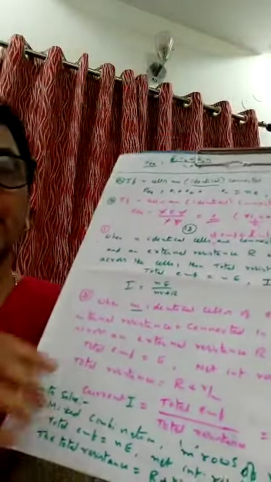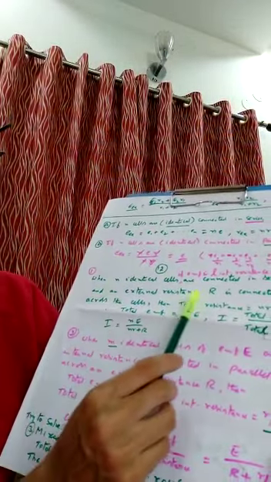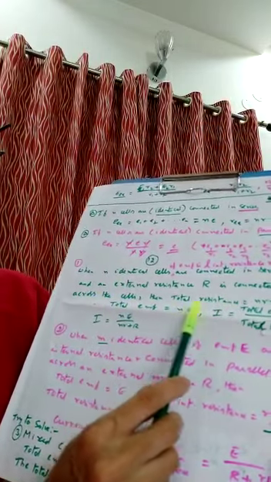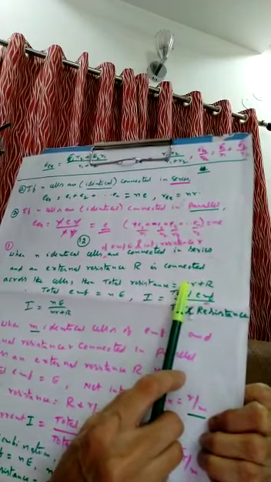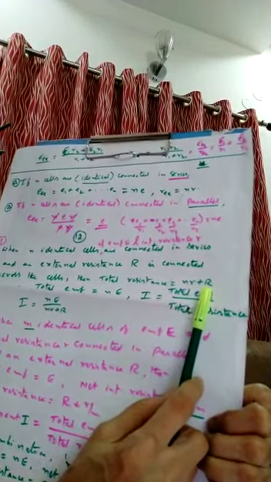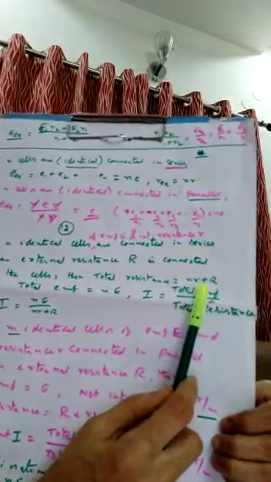Similarly for parallel combination also. So for series combination, if n number of cells are connected in series and an external resistance capital R is connected across the combination, then what will be the value of current flowing through the circuit? Then total resistance, how much is it? r plus r plus r, n times, that is nr, plus the external resistance capital R. So total resistance in the circuit is given by nr plus R.